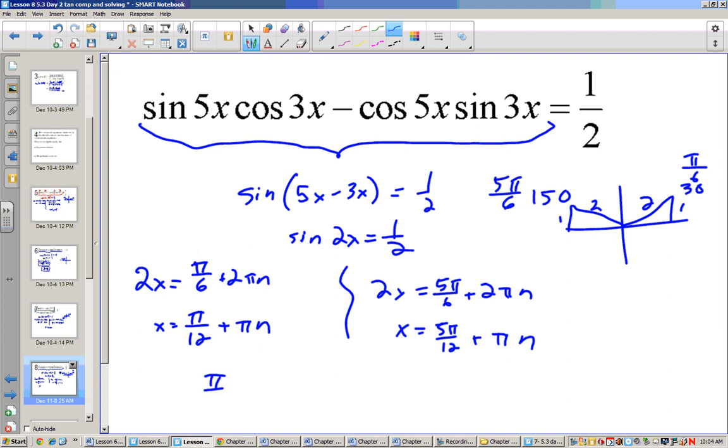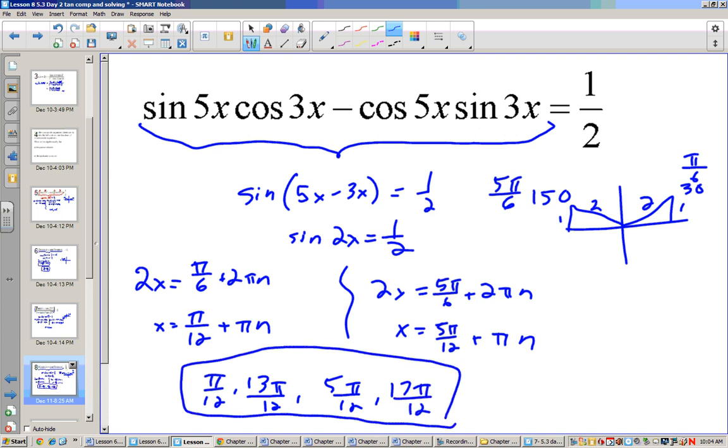So this would be pi over 12. If I add 12 twelfths to that, that would be 13 twelfths, so 13 pi over 12. 5 pi over 12 is the solution. If I add 12 twelfths to that, I get 17 pi over 12. And those are our 4 solutions.